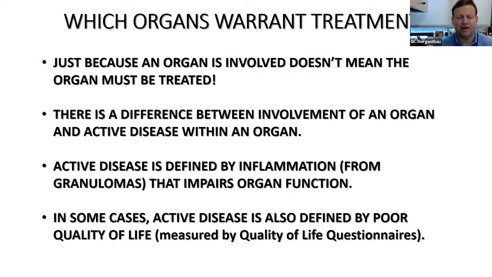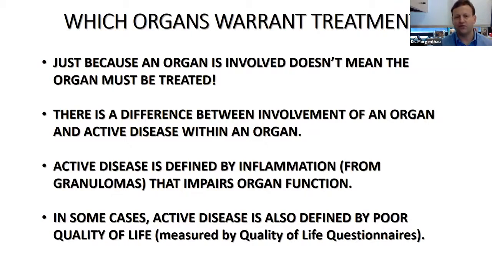And there is a rigorous process that we need to go through in order to be sure that the diagnosis is correct. We don't want to label somebody as having sarcoidosis when they don't. That's the first step. Once we are comfortable with the diagnosis, we need to define which organs are involved.